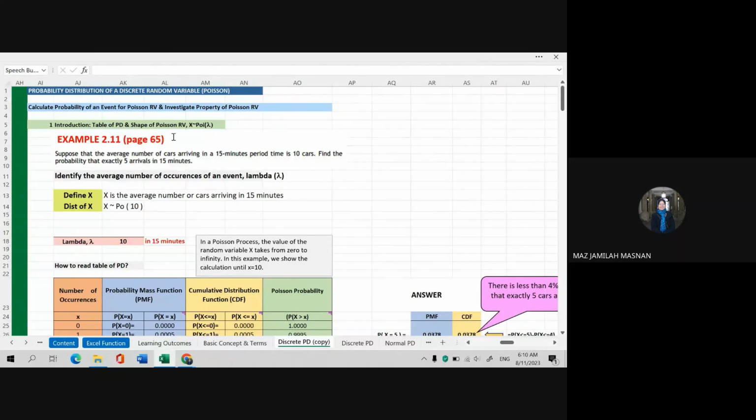So what is the equation? Suppose that the average number of cars arriving in a 15 minute period is 10 cars. Find the probability that exactly 5 cars arrive in 15 minutes.